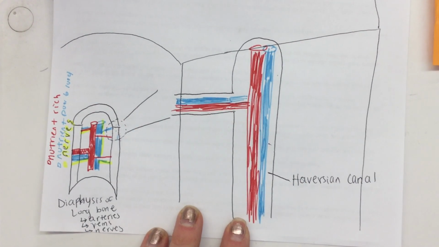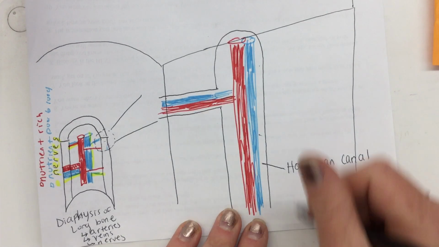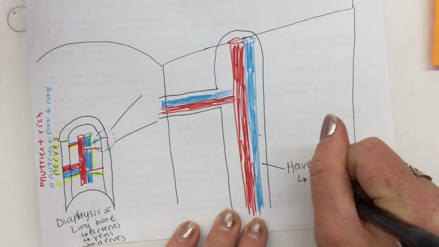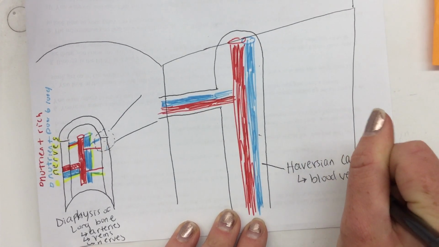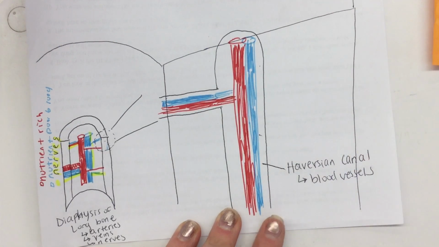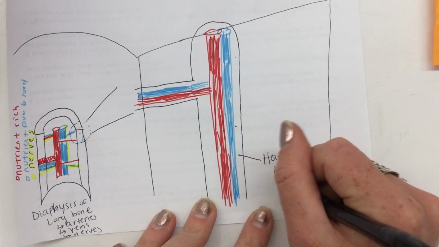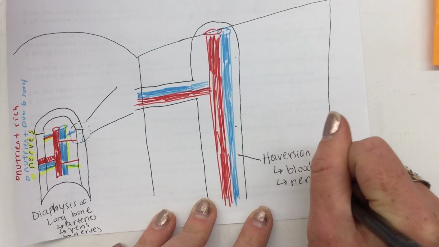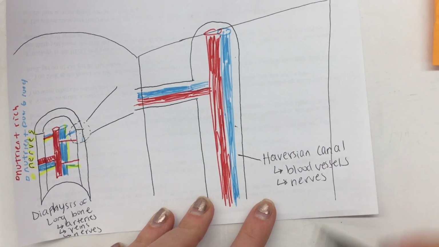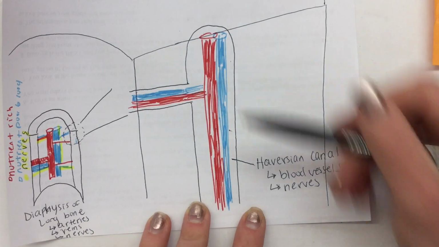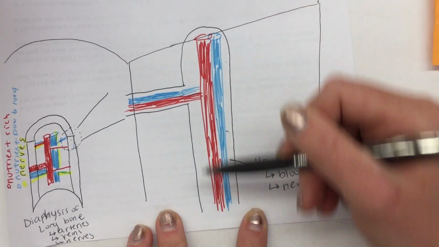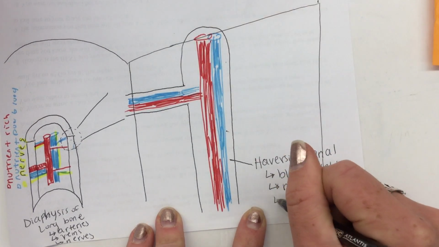Now the Haversian canal has multiple things going through it. It has blood vessels. We didn't draw these, but what else would be there in yellow? Nerves. And what makes it different from the next canal we're about to talk about is that it's a longitudinal canal. It runs like top to bottom.